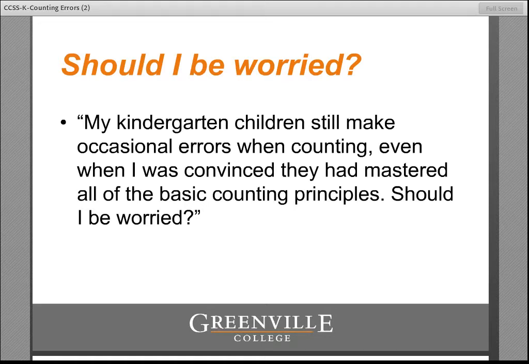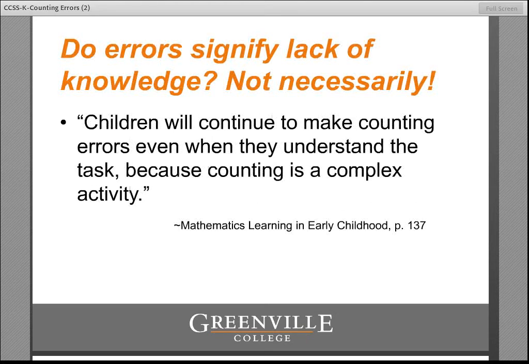On the other hand, if our observations of them lead us to believe they do not have those principles of counting, then we need to intervene and have some concerns addressed. So what I'm recommending is that it's okay to let small errors go. You don't have to jump on every error that a student makes and bring it to their attention, assuming that they already have the principles of counting in place.